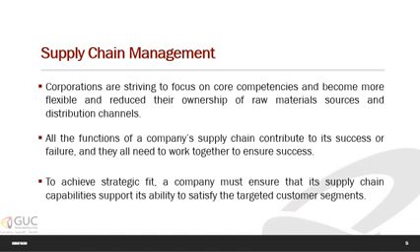So, a good supply chain management can guarantee the agility and flexibility needed in today's web-enabled competitive environment. As companies struggle to focus on core capabilities and to become more flexible, they have reduced their ownership of raw materials sources and distribution channels. These functions are gradually being outsourced to other companies that can perform these activities better or more cost-effectively.